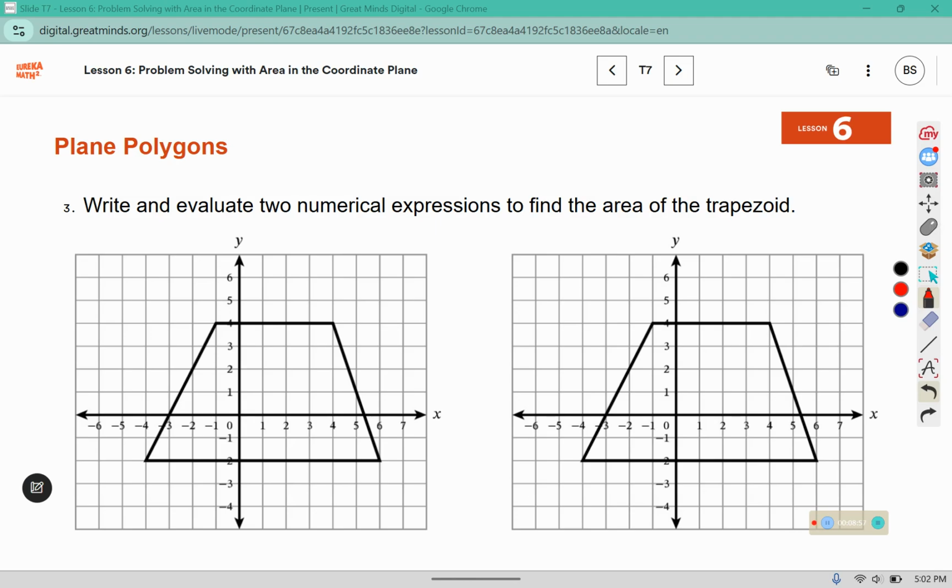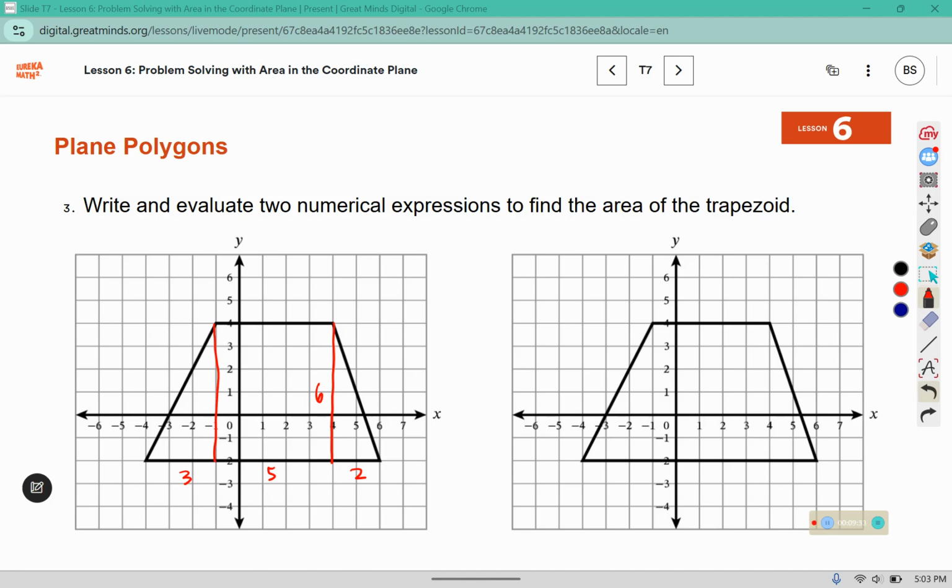Write and evaluate 2 numerical expressions to find the area of the trapezoid. Well, one method is to cut the trapezoid into a rectangle with 2 triangles. This rectangle has 1, 2, 3, 4, 5 as its base, and its height is 1, 2, 3, 4, 5, 6. This triangle has a base of 2 and a height of 6, and this triangle over here has a base of 3 and a height of 6.